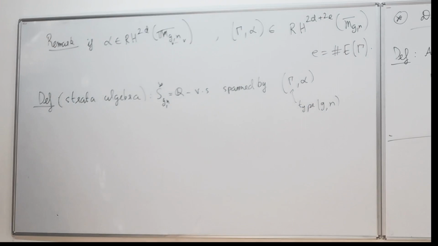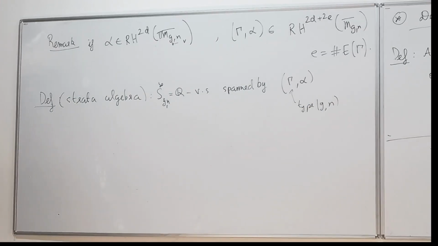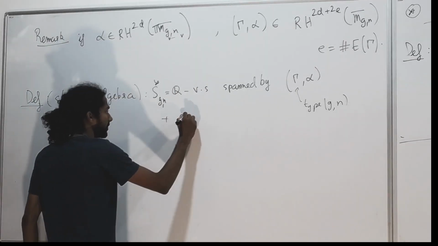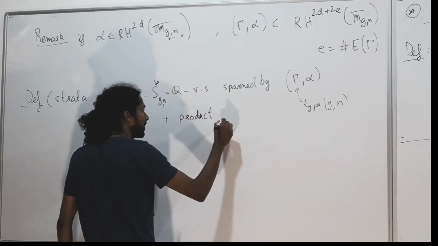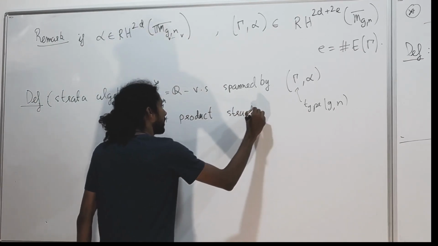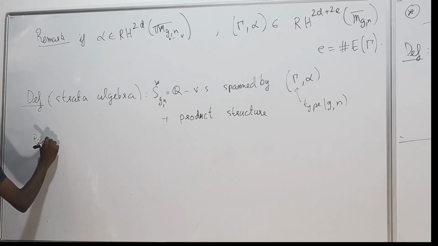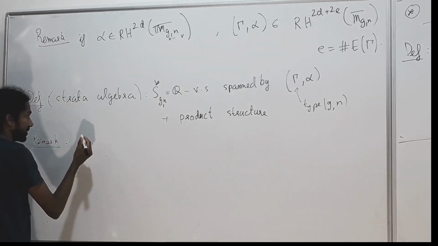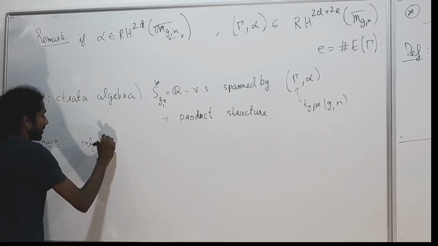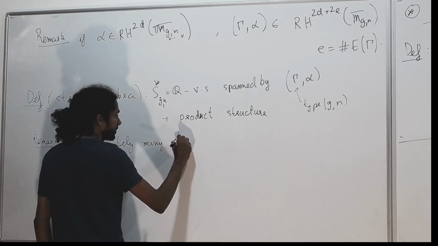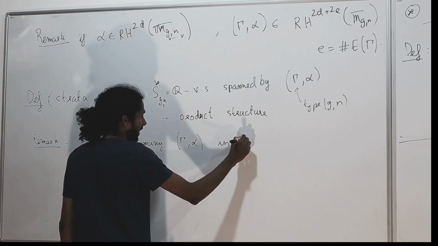So I call it the algebra. There's some product structure that I won't really have time to talk about at all. But at least as a basis, these are all the elements. And the remark that I want to make is that this is a finite basis. Only finitely many for any fixed Gn.